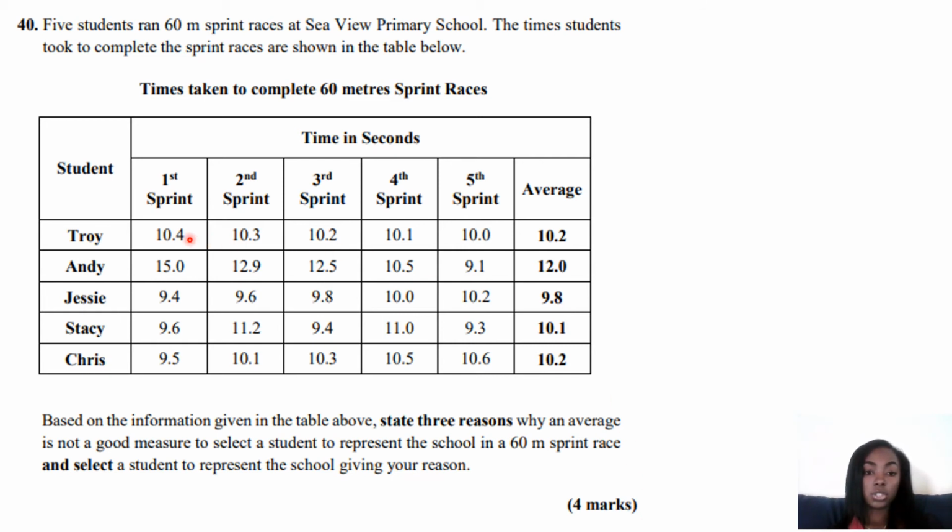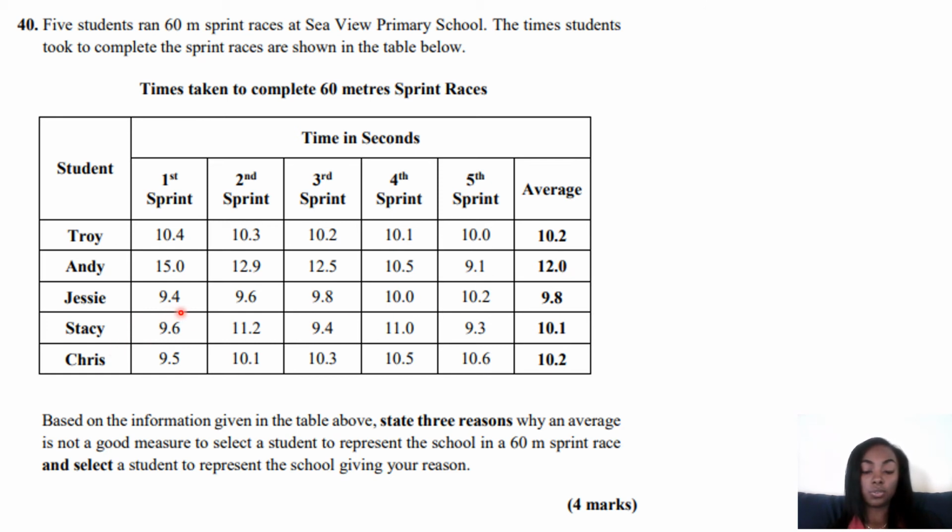Now they give us the times as they progress throughout the races, and then they give us an average of that time. Now if we look here for Troy, we realize we go from 10.4, 10.3, so he's gradually going down. And then when we look at the average, it's 10.2. Let's look at Andy. Andy went from 15 seconds to 12.9, so he went down. Then 12.5, he went down. 10.5, 9.1, so he's doing good, he's going down. But look at his average. His average is 12.